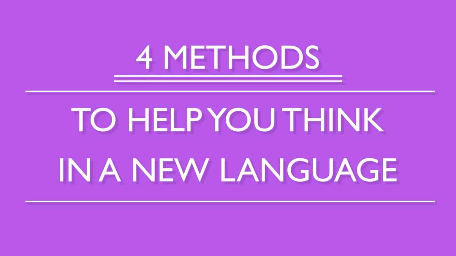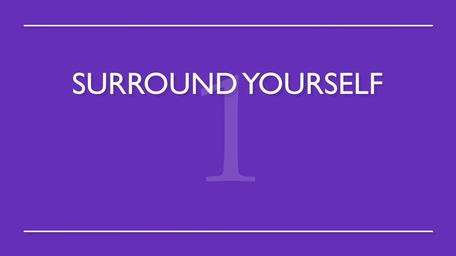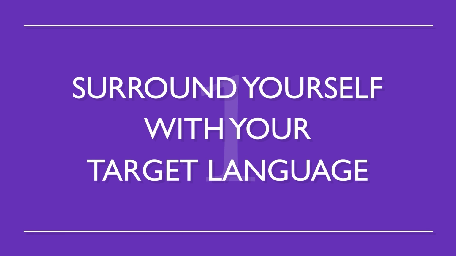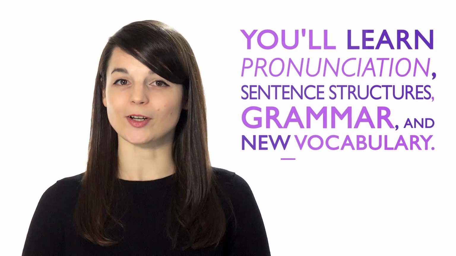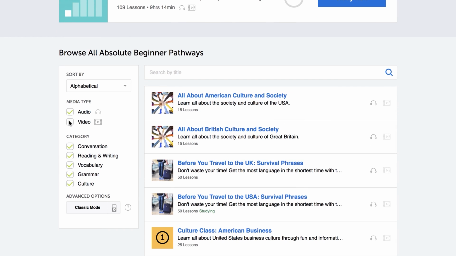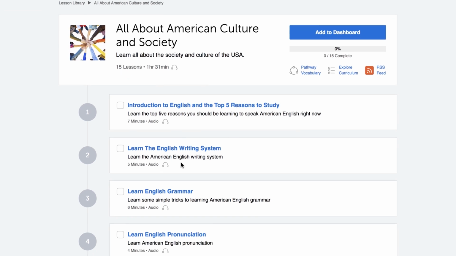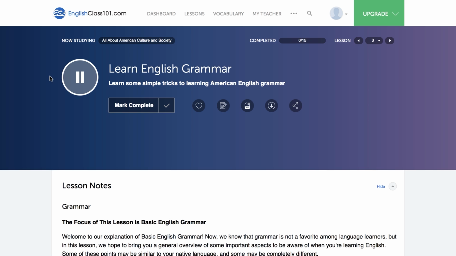These are 4 methods to help you think in a new language. Number 1, surround yourself with your target language. This way, you'll be completely immersed in the language. Without realizing it, you'll learn pronunciation, sentence structures, grammar, and new vocabulary. Play music in the background while you're cooking, or have a radio station on while you study. These are easy to listen to in the background while doing other things.